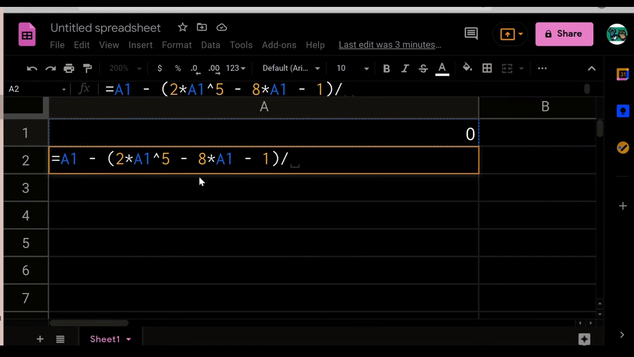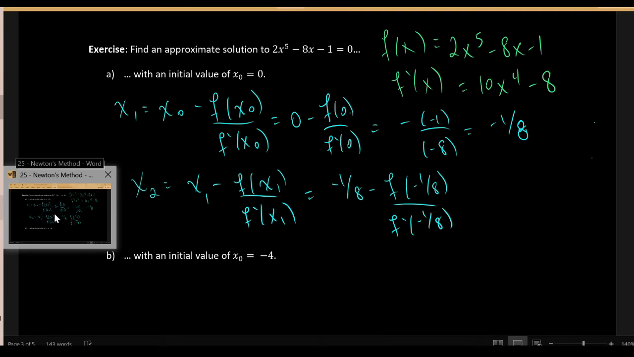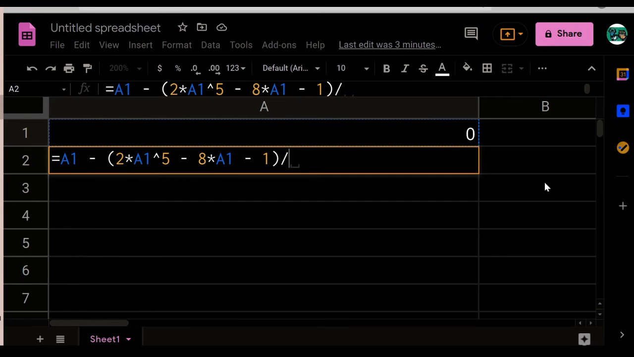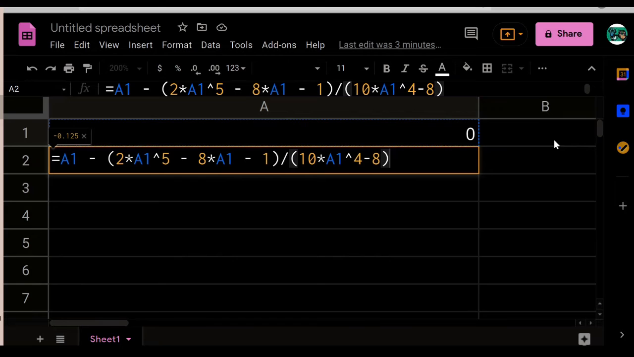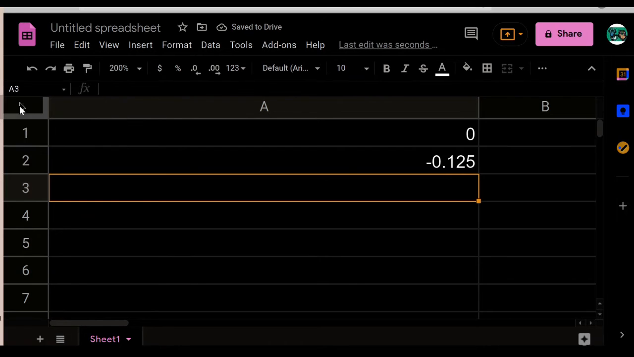I'm going to take that entire expression representing f of x naught, and I'm going to divide that by f prime of x naught. Okay, f prime of x naught would be given by 10 times, not x to the 4th power, but 10 times the value in A1 to the 4th power, minus 8. Now that I've finished filling in this formula, I'm going to hit enter. And sure enough, that's the value of negative 1/8, the value of x1 that we calculated by hand.